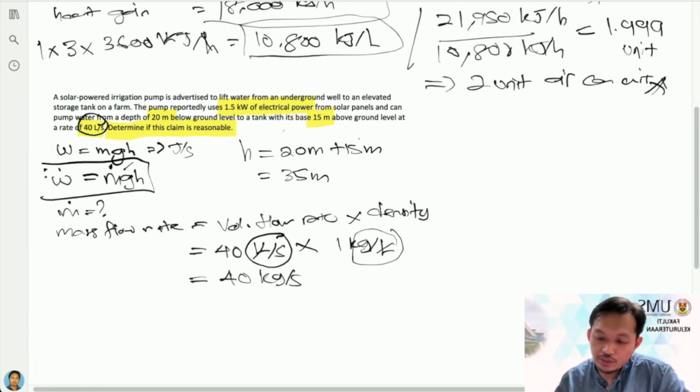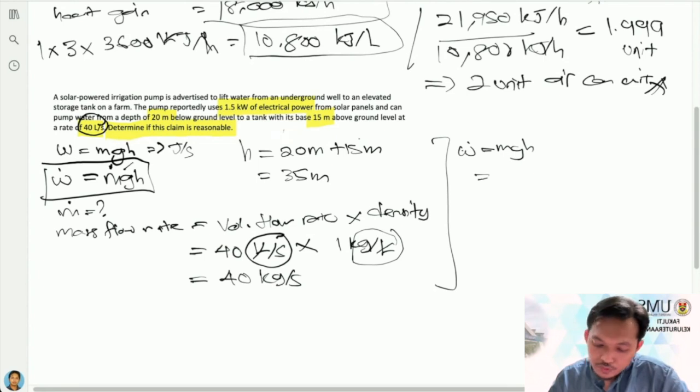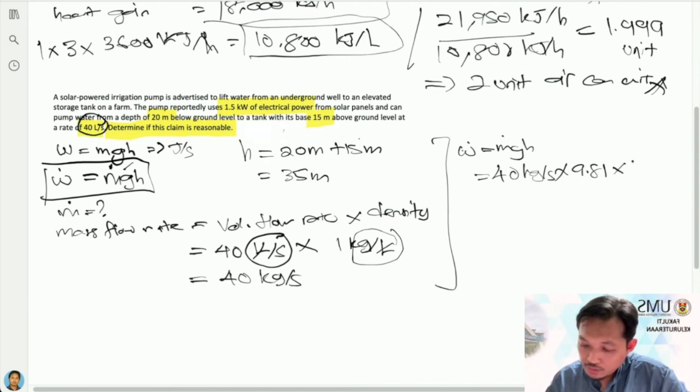Yeah, we just simply use that formula to calculate the minimum power required to pump water for about 35 meters. Solving for that, you just put in the value times 9.81 times the height, which is 35. Solving for that, the minimum power required would be 13,734. This one is in terms of watt, or in terms of kilowatt.